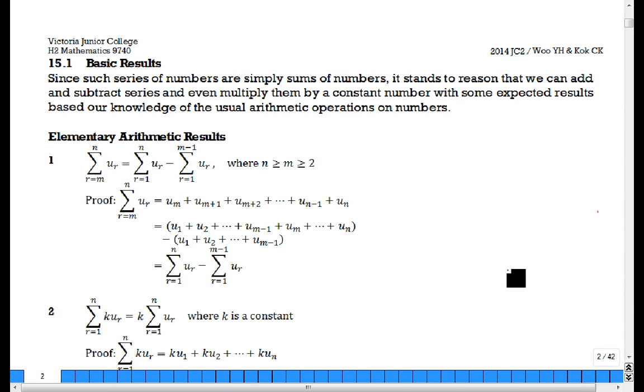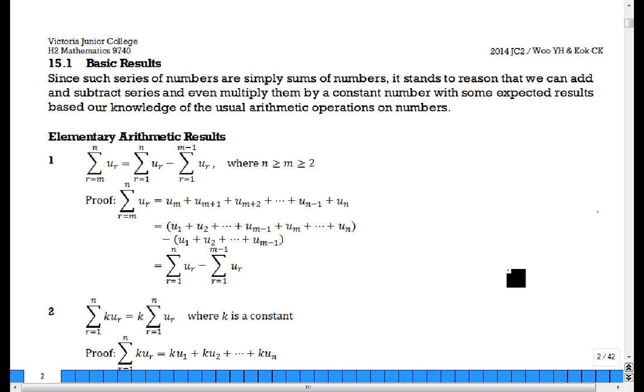Basic results. Quite boring, but essential. It's important for us to know some results before we move on. I will explain the results first, then I'll give a quick example. It's quite intuitive, really. It's not that difficult.